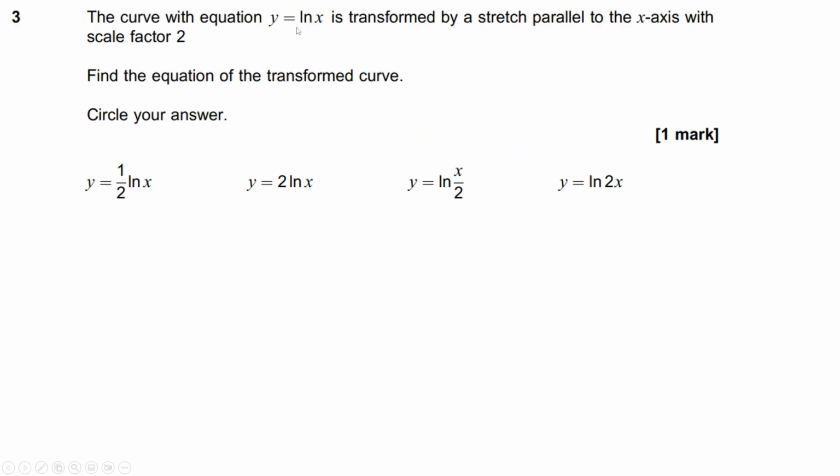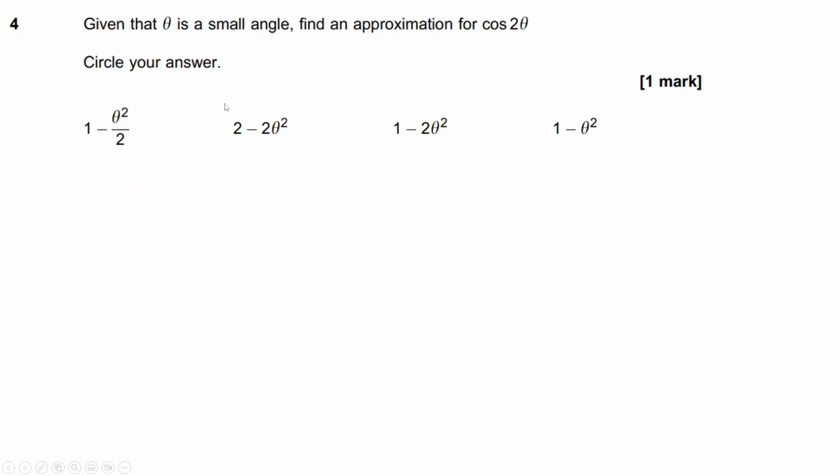We've got this curve here, y equals ln x, and it's transformed parallel to the x-axis with a scale factor 2. It's been stretched out. So if you imagine it, inside of the brackets, it kind of does the opposite of what you'd expect it to do. So if it was 2x here, ln of 2x, you'd squish it in by a factor of 2. But if it was ln of half x, it would stretch out by a scale factor of 2. So this is ln x over 2. You should just know your graph transformations from GCSEs.